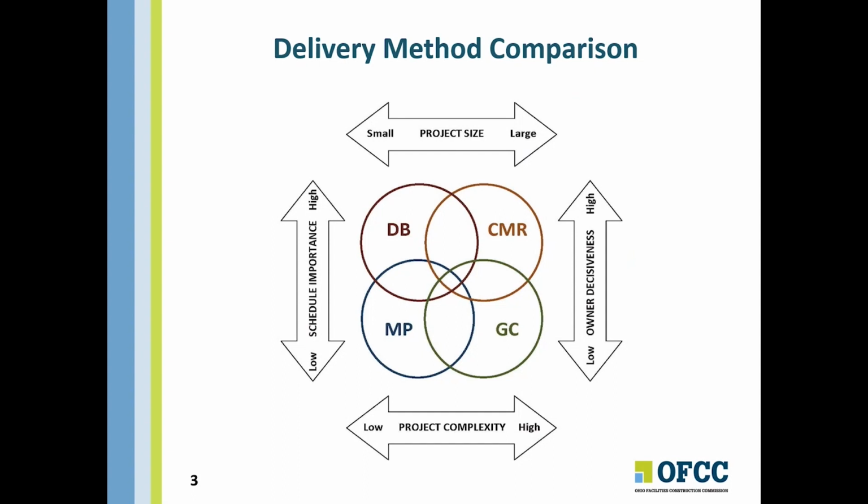The overlapping of these circles illustrates that there isn't a one-size-fits-all type of solution when choosing the best delivery method for a project. Multiple methods can work, so public owners have the flexibility to choose which method fits best with their needs.